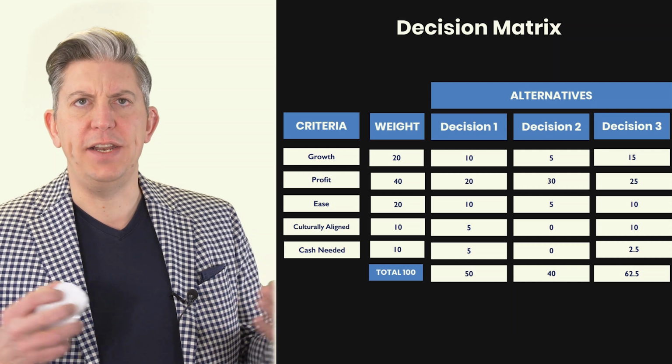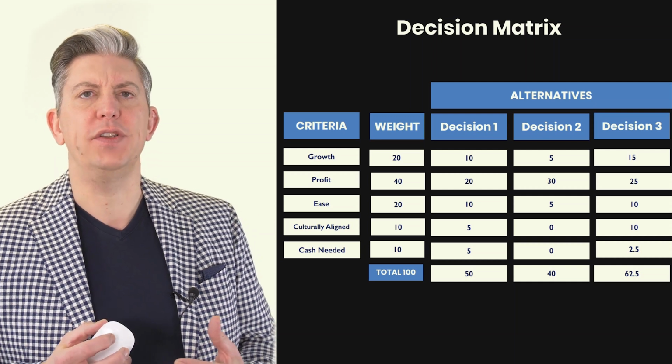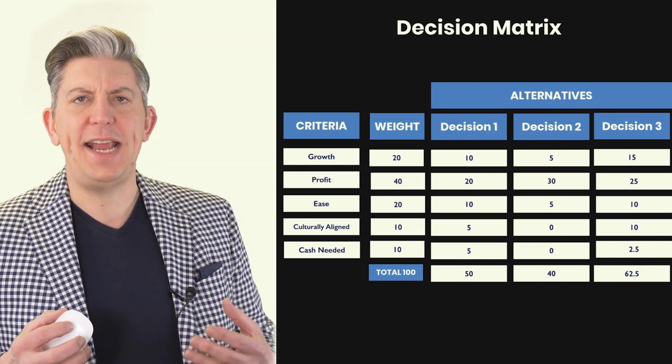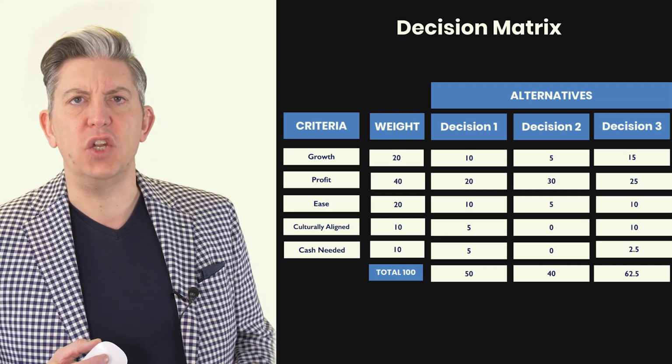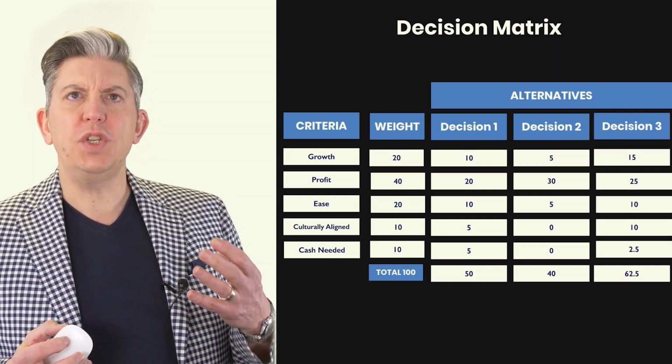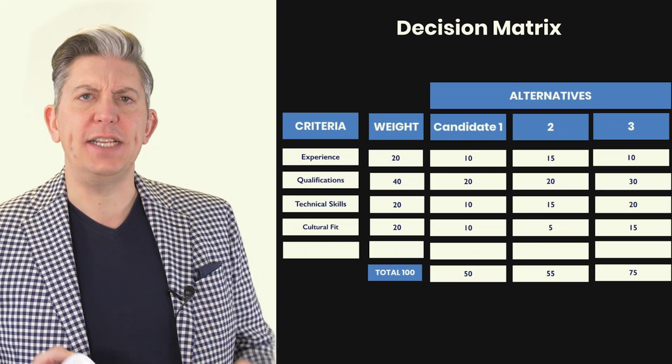And then as you see here, you'll end up with some scores around the different decisions you have, which then help you to be a bit more objective about how you made that decision against the factors that are truly important.